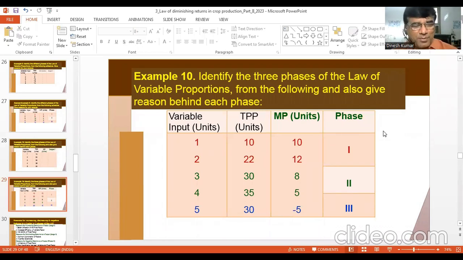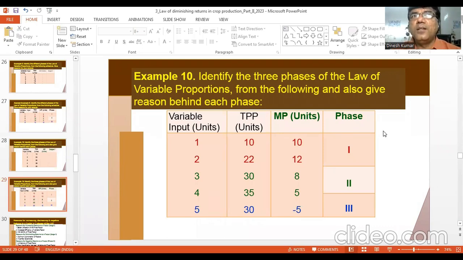If you can, elaborate. Sir, in the initial condition, we increase the variable inputs, so product is increased. And after some time, when we are increasing labor again in high amount, the cost of production is increased. So in a particular point, when output is low and the input cost is high, in that condition, marginal product is negative. Very good. I just want to correct you that here the cost is not involved.